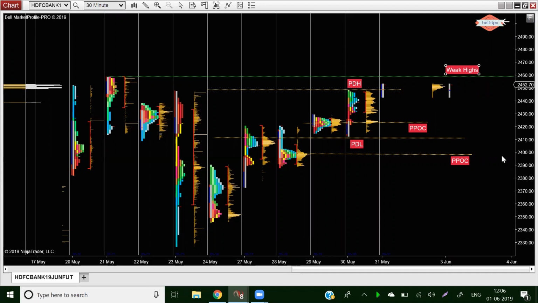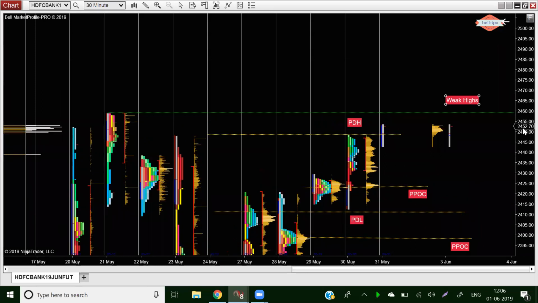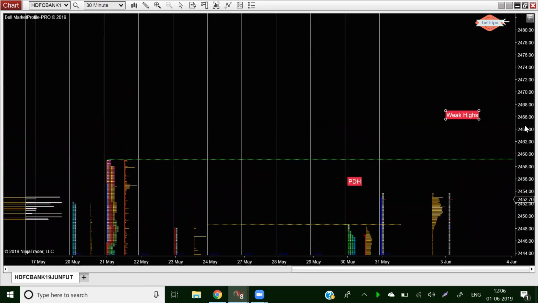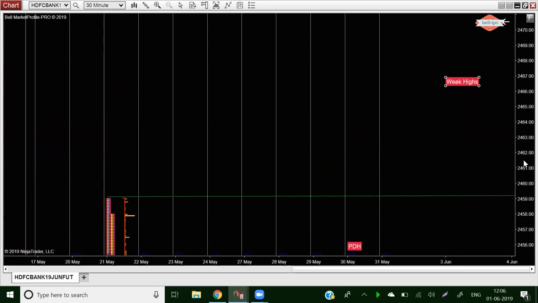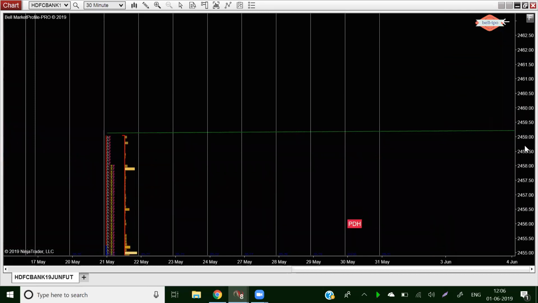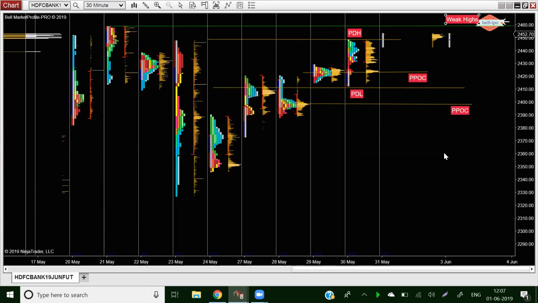Why is it a weak high? If I zoom out this profile, you can see that all these highs are very close to each other. You can see that the A period and F period highs are exactly the same. That means in market profile we call it a weak high. If it is on the lower side of your profile, we call it poor lows. Here we call them poor highs or weak highs. So that is one piece of information.